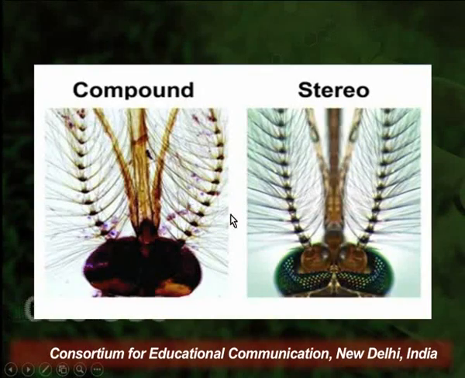Let us try to understand what is the basic difference between a compound microscope and a stereo microscope. As we have already discussed, in a stereo microscope we do get a three-dimensional structure.